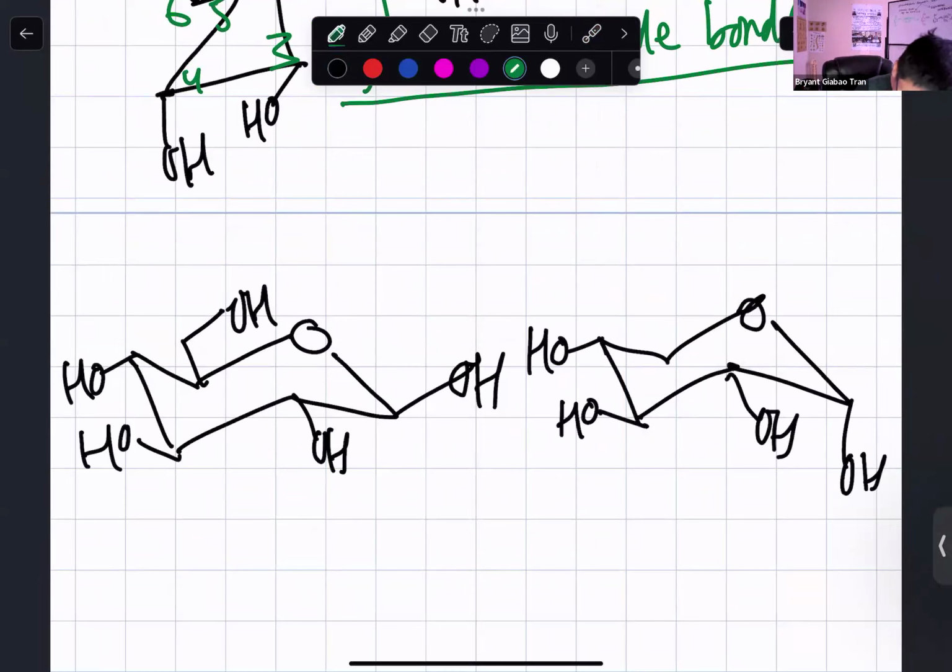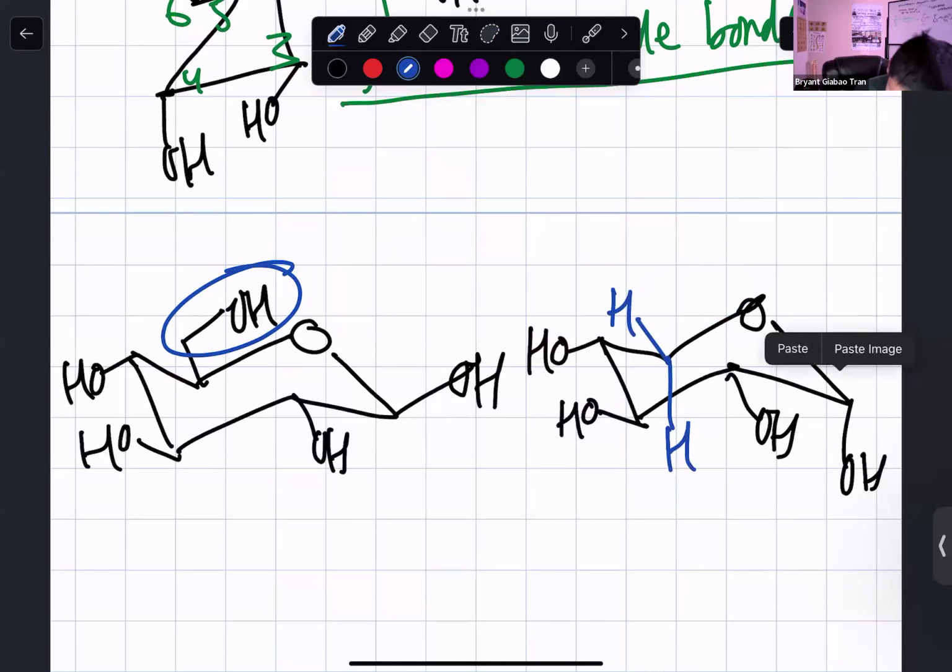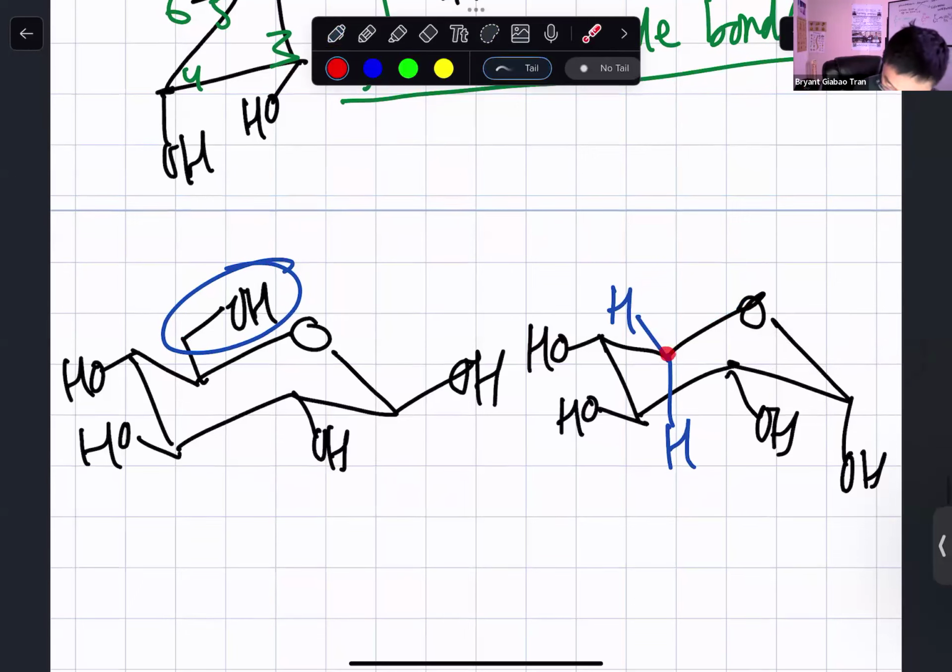The difference is that for the aldose, you have that CH2OH. For a ketose, you will have 2 hydrogens. Right. Up, down, up, down. Yeah, 1, 2. There's no CH2OH at this carbon here. And this is when you close the ring from a ketose to make a pyranose.